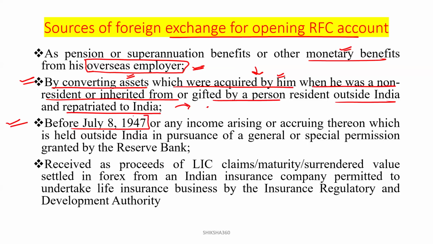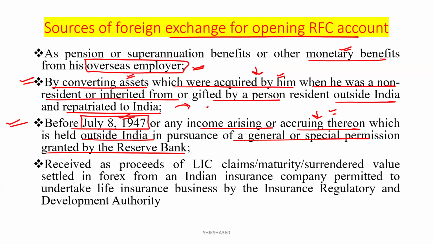Before 8th of July 1947, or any income arising or acquiring thereon at that time, which is held outside India in pursuance of a general or special permission granted by the Reserve Bank. Okay, because in August 1947 there is a partition of India. That's why they specially mentioned that it is before 8th of July. Clear, they have some guidelines regarding that.